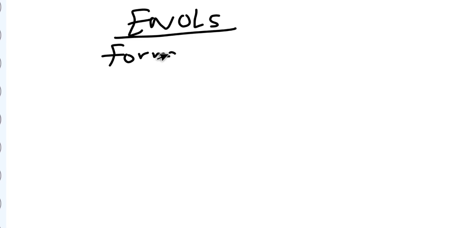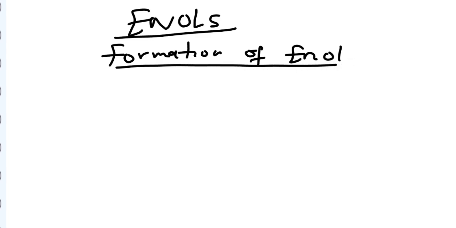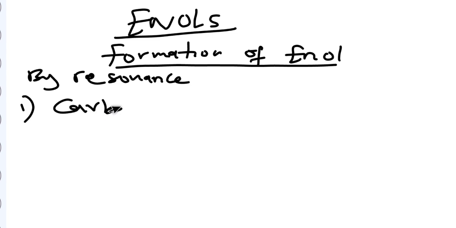Formation of enol. We can form enol in different ways, but most of the time we form it through resonance. What I mean by resonance is you converting one group to another, or from enol back to another functional group. Usually, a carbonyl compound is converted to enol.